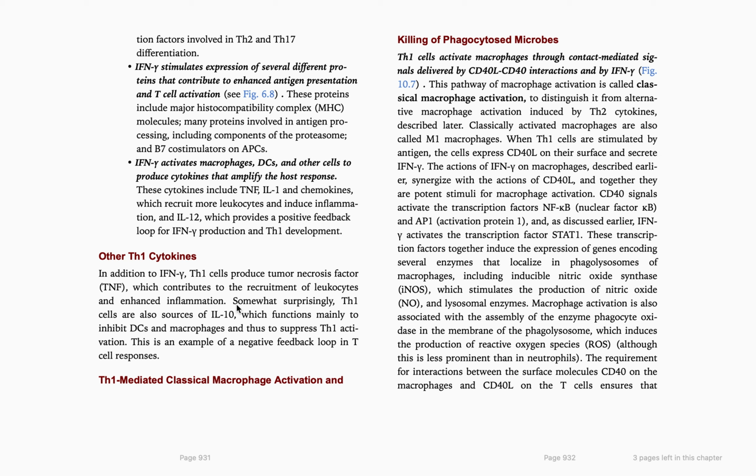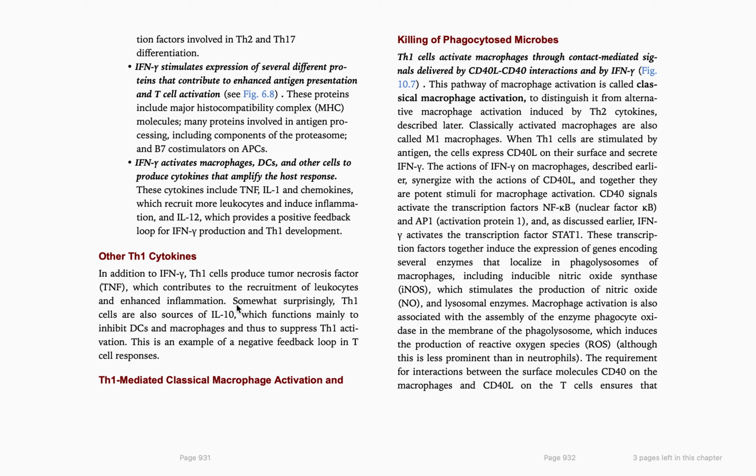T helper 1 mediated classical macrophage activation and killing of phagocytosed microbes. T helper 1 cells activate macrophages through a contact-mediated signal delivered by CD40 ligand-CD40 interaction and by interferon gamma. This pathway of macrophage activation is called classical macrophage activation, to distinguish it from the alternative macrophage activation induced by T helper 2 cytokines, described later. Classically activated macrophages are also called M1 macrophages.